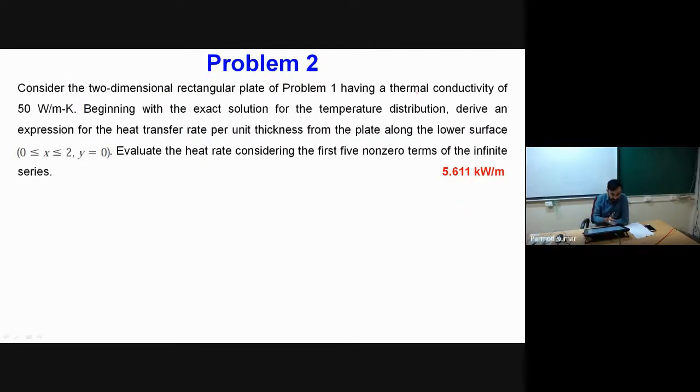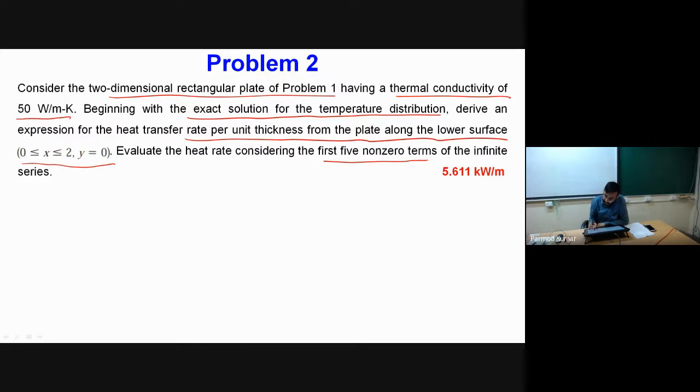The next question is, if we consider the two-dimensional rectangular plate of problem 1 having a thermal conductivity of 50 watt per meter Kelvin. So an additional thing is given now, that the thermal conductivity of the plate is 50 watt per meter Kelvin. Beginning with the exact solution for the temperature distribution, derive an expression for the heat transfer rate per unit thickness from the plate along the lower surface. Okay, and we also have to evaluate the heat transfer rate considering the first 5 non-zero terms of the infinite series. So the question is clear.